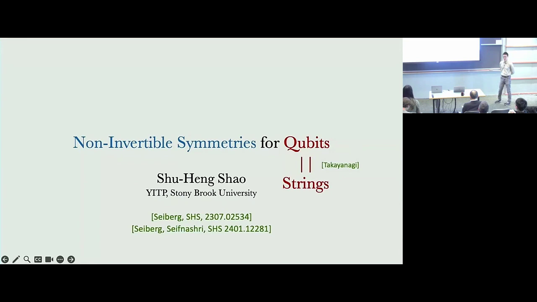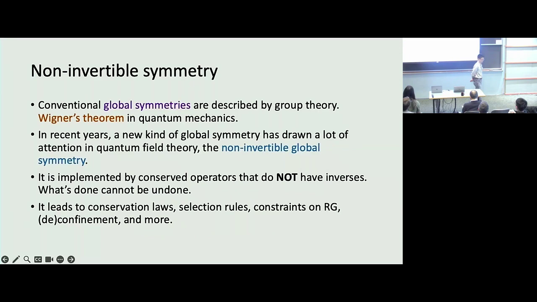All right, so let me start with some quick introduction, which Jonathan already covered part of beautifully in this conference. So conventional global symmetries are described by groups, and that's manifest from Wigner's theorem. Wigner said that in quantum mechanics, every symmetry has to be implemented by a unitary or an anti-unitary operator. And one special property of the unitary or anti-unitary operator is that it has an inverse. U dagger is U inverse. And they furthermore form a group.